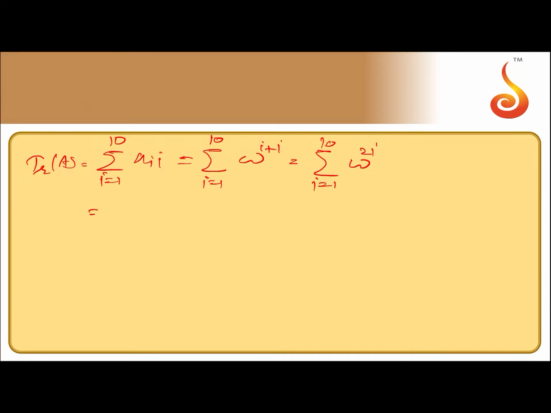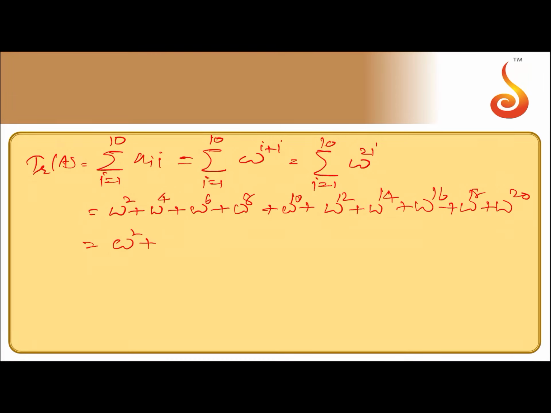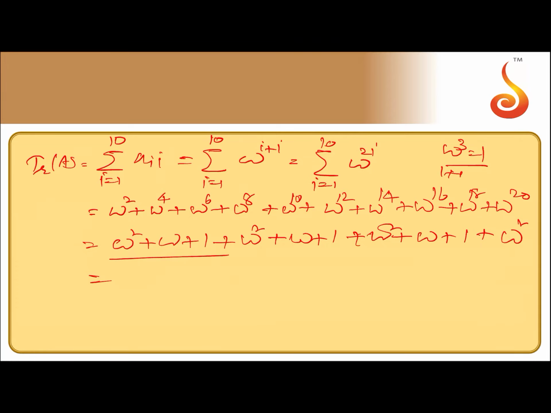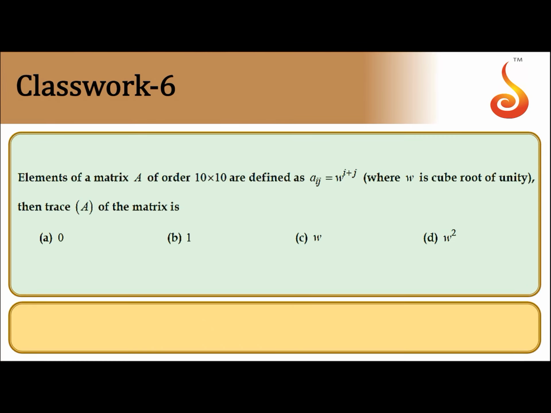Expanding this, you will be getting omega square plus omega power 4 plus omega power 6, power 8, power 10, power 12, power 14, 16, 18, and 20. Simplifying, this is omega square plus omega plus 1, and this is omega square plus omega plus 1, because omega cube is equal to 1, I am applying that concept. So omega square plus omega plus 1, and lastly, omega square retains as it is. But 1 plus omega plus omega square is always 0. And therefore, these are 0, 0 and 0, and it retains as omega square. So the answer is equal to omega square.